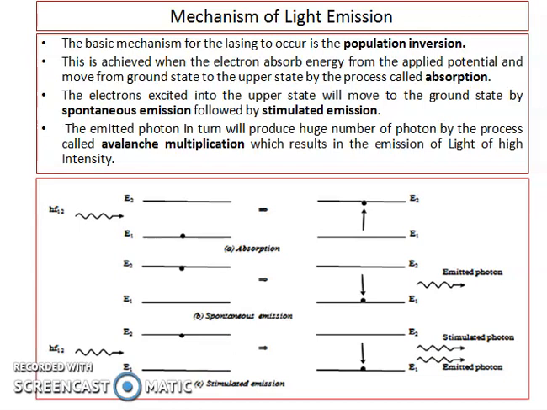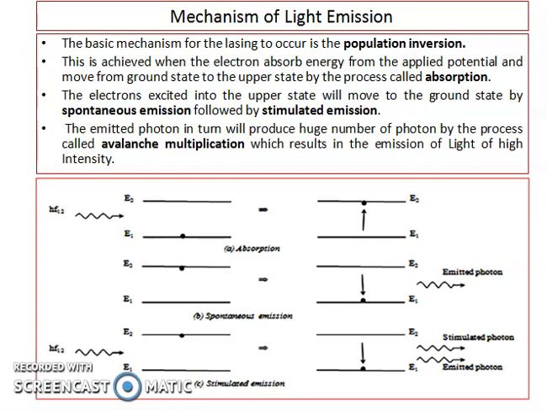The electron excited in the upper state will move to the ground state by spontaneous emission followed by a stimulated emission. The emitted photons in turn will produce a huge number of photons by the process called avalanche multiplication, which results in the emission of light of high intensity.